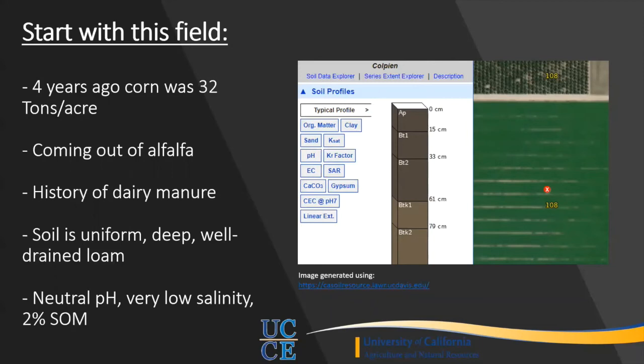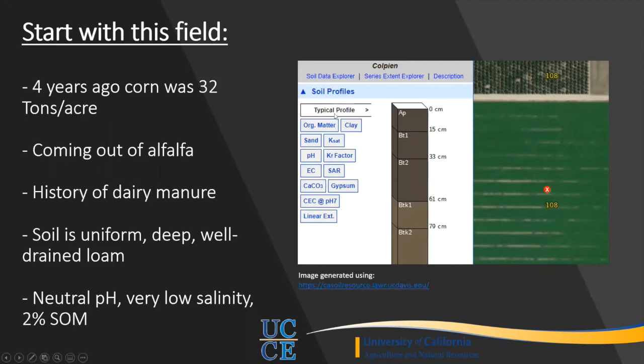This particular soil type, Colpien loam, which is a typical loam in the southern San Joaquin Valley, is very uniform. It's deep and also well drained. Chemically, it has a neutral pH, just over 7, low salinity, below 1 decisiemen per meter in the electrical conductivity of the saturated paste extract of the soil. And the soil organic matter is about 2%. It's not terribly high, but in the southern San Joaquin Valley on mineral soils, it does represent the higher end of the range of soil organic matter contents.